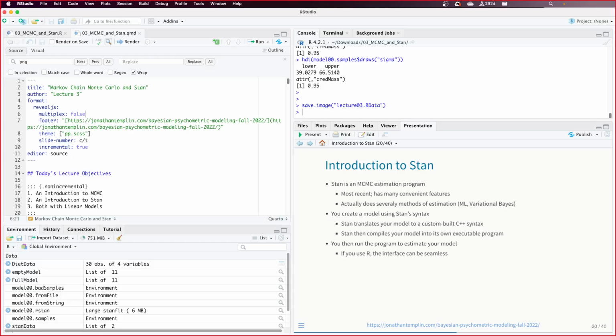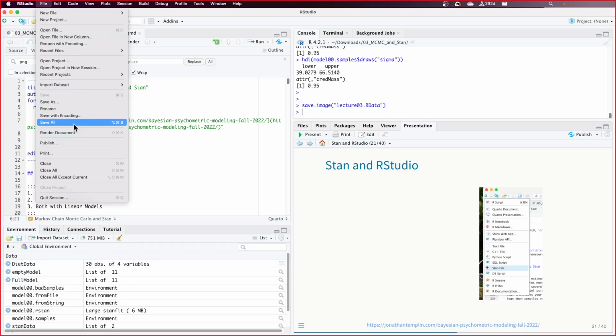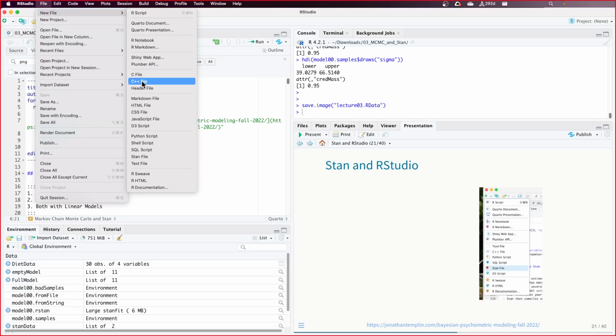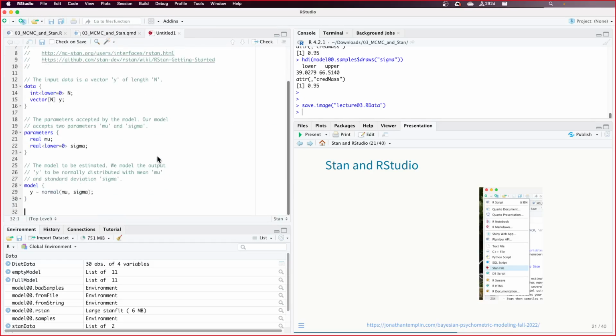Let's see here. So Stan is nice because if you're in RStudio and you want to create a Stan code, you can go under this new file menu, and where'd it go? Right here is the Stan file option. So you can pick a Stan file in RStudio and hey, lo and behold, out it comes.